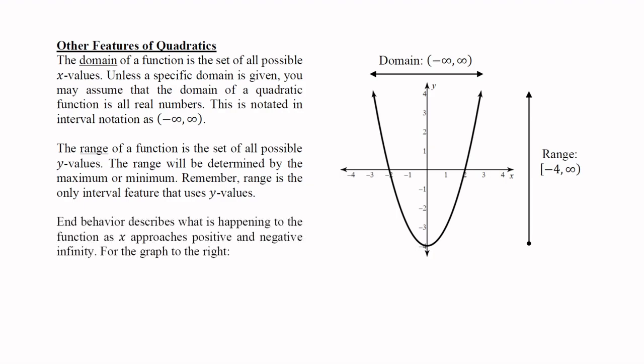End behavior describes what is happening to the function as x approaches positive and negative infinity. For this graph, we have as x approaches infinity, so we're looking at the right-hand side, f of x goes to infinity because the graph is pointing up. As x goes to negative infinity, looking at the left-hand side, f of x goes to infinity because, again, the graph is pointing upward. In fact, in end behavior for quadratics, you're either going to have both f of x's going to infinity or negative infinity, depending on if it's concave up or concave down.